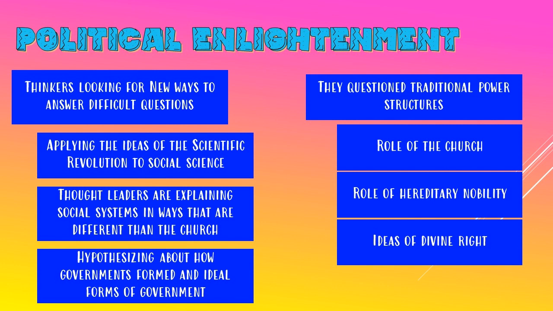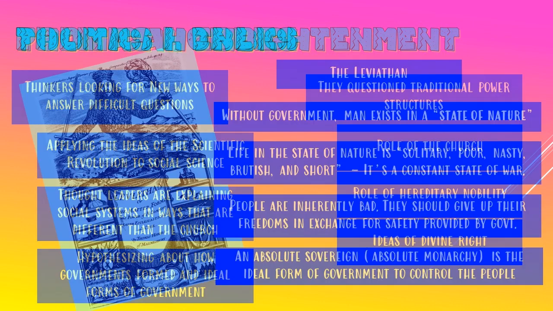A lot of the thought that takes place in the Enlightenment challenges traditional power structures like the church and the idea of power passing down from generation to generation, what we call the nobility. And they definitely challenge the idea of divine right. This is where rulers justified their place of power by claiming that God chose them to have political power.